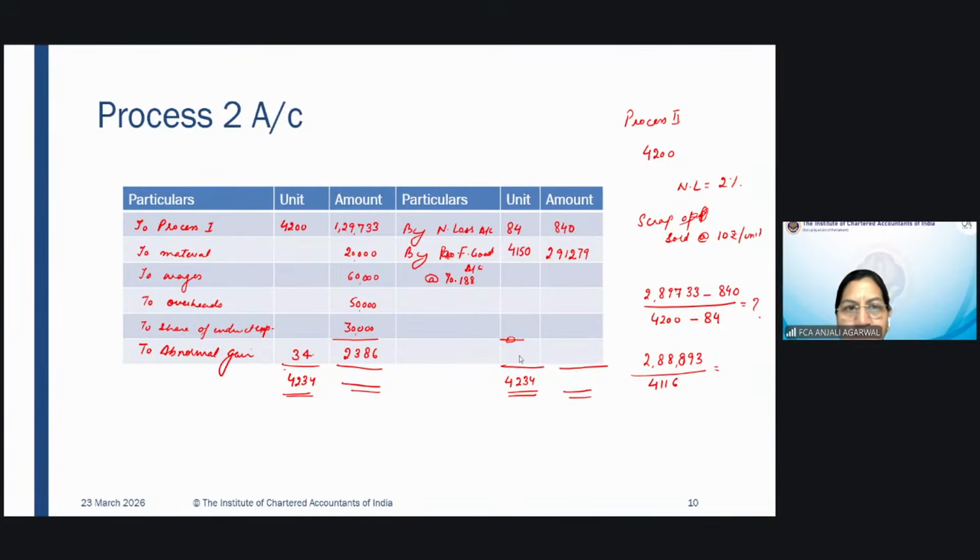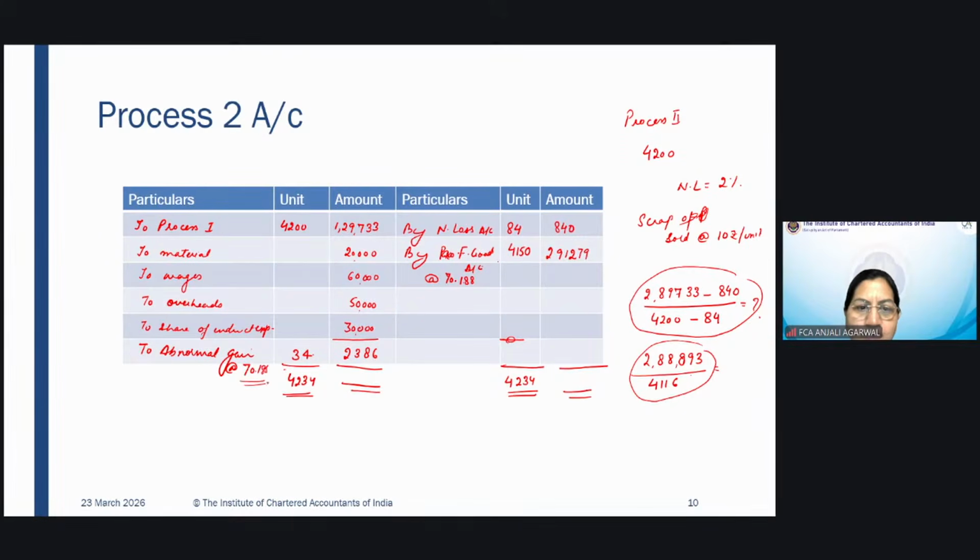Right? So this is how you prepare the process accounts. I hope it's clear to all of you. Process account, normal loss account, abnormal loss account, and abnormal gain account. Remember this fundamental principle: whether there is abnormal gain or abnormal loss, the same rate will be applied to the units which move to the next process. The same rate will be applied to the abnormal gain units.